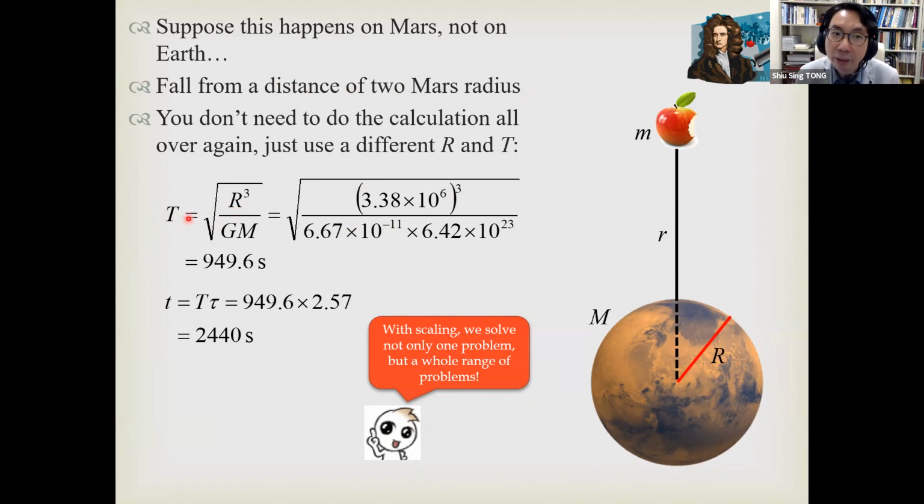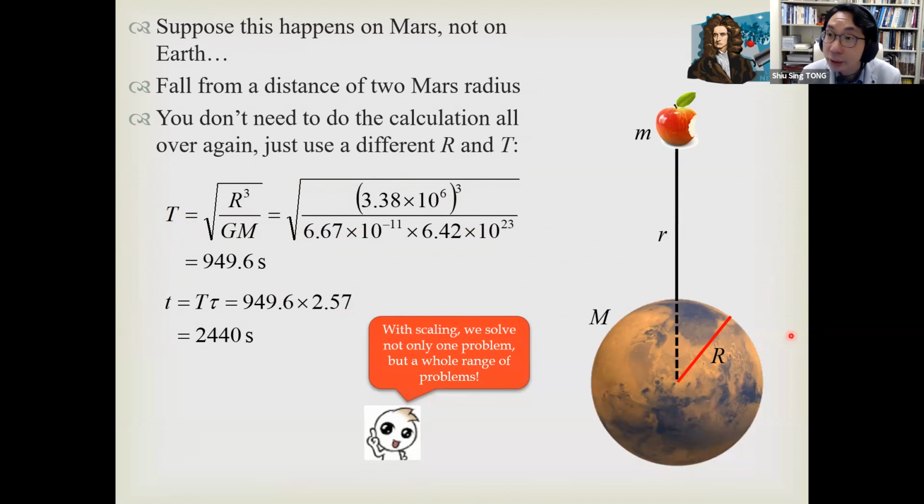And for the time scale, I use this equation. This equation says I should divide the cube of the radius of Mars, now this is the radius of Mars, not the Earth, by GM, where M is now the mass of Mars, not the Earth, right? And take the square root, I will get a time scale T. And it happens for Mars, the time scale is 9.6 seconds.